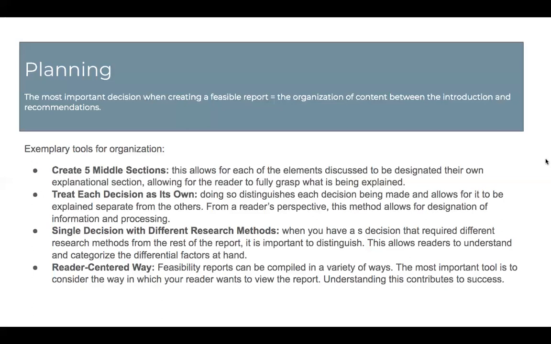Planning in a reader-centered way. Feasibility reports can be compiled in multiple ways. The most important tool here is to consider the way in which your reader wants to view the report. So this bounces back to understanding your reader and your audience and your client. It's going to get you success, and you need to know who you're working with, who you're reporting to, and understand the way they like to receive information and what works best for them.